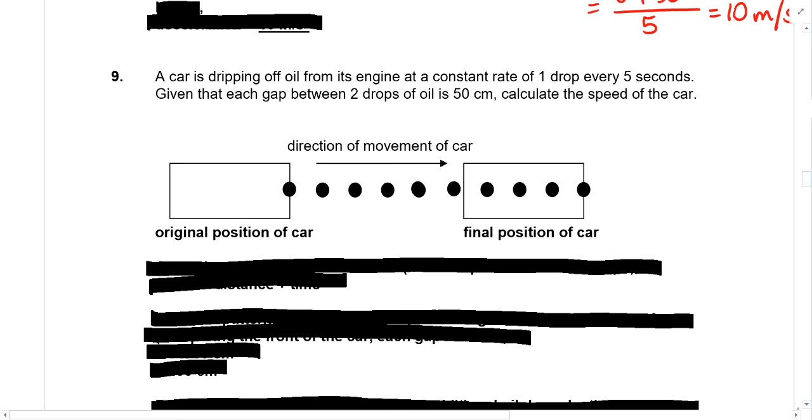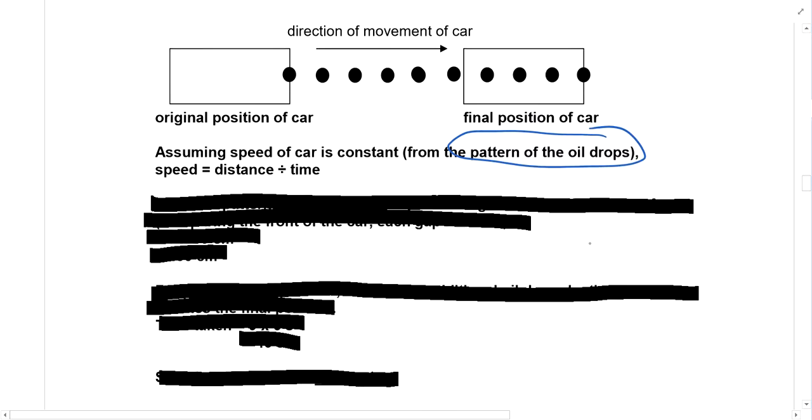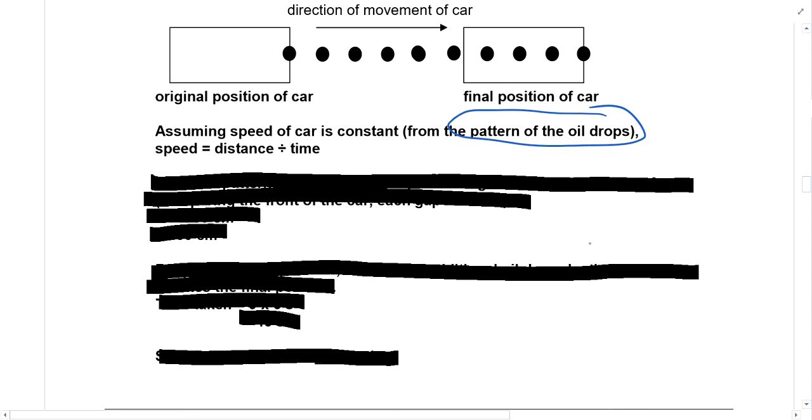So here, calculate the speed of the car. As described just now already, the speed of the car is constant because from the pattern of the oil drops, there's a constant distance between them. Unlike what I have on the board, the distance is varying, telling me that it is a varying speed. So since there is a constant speed, I can use distance divided by time.